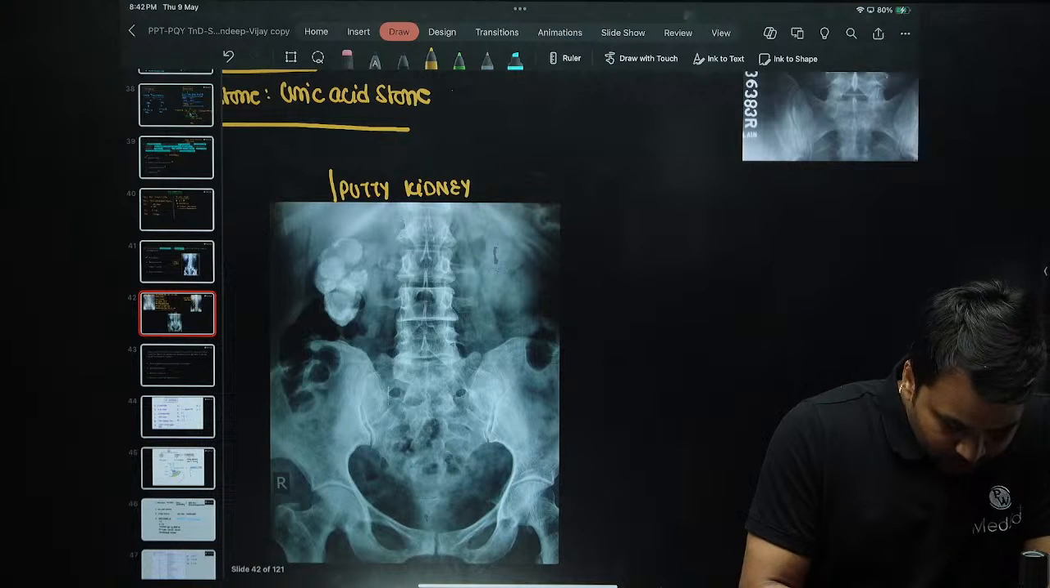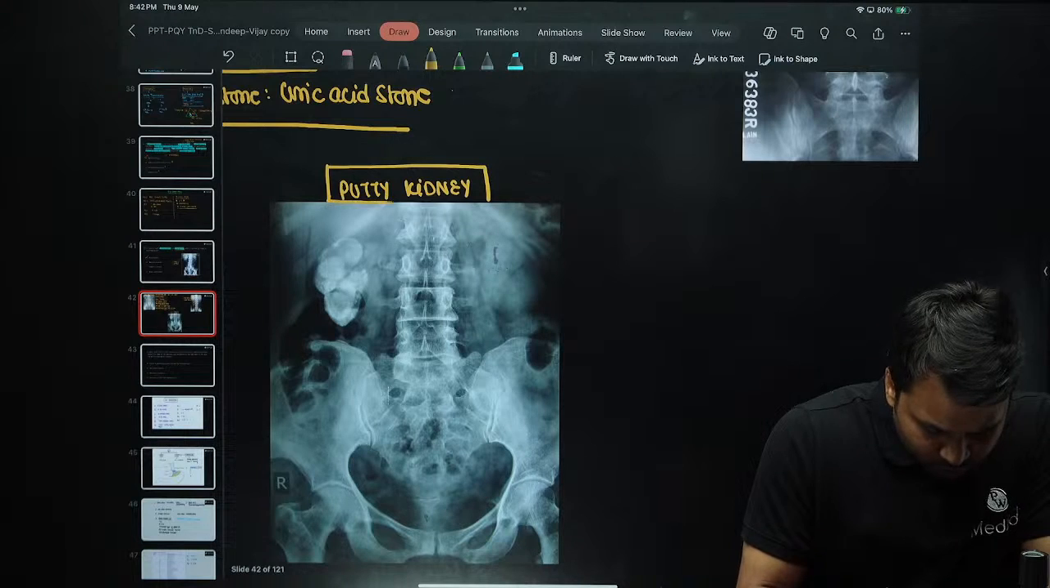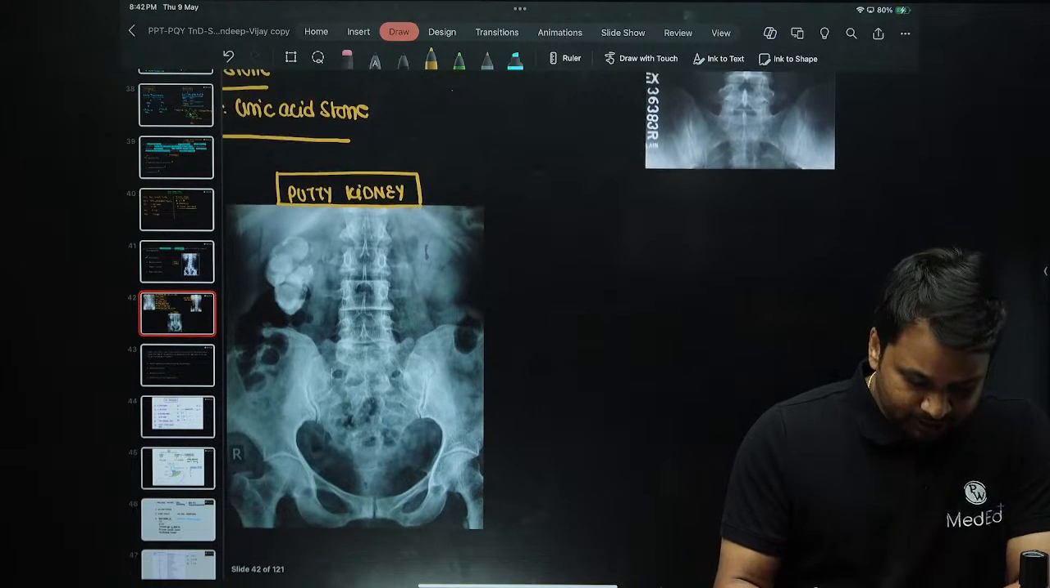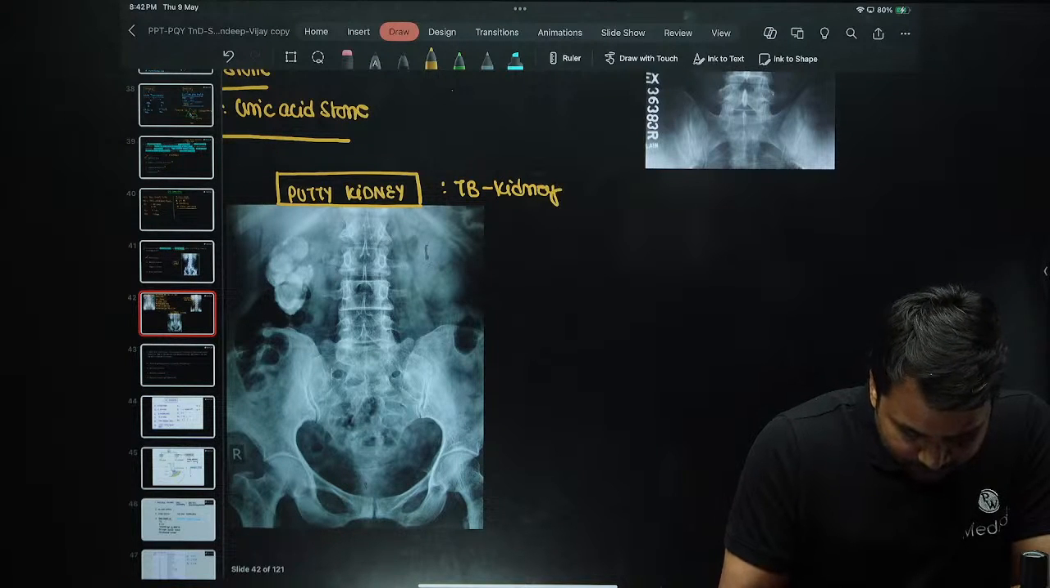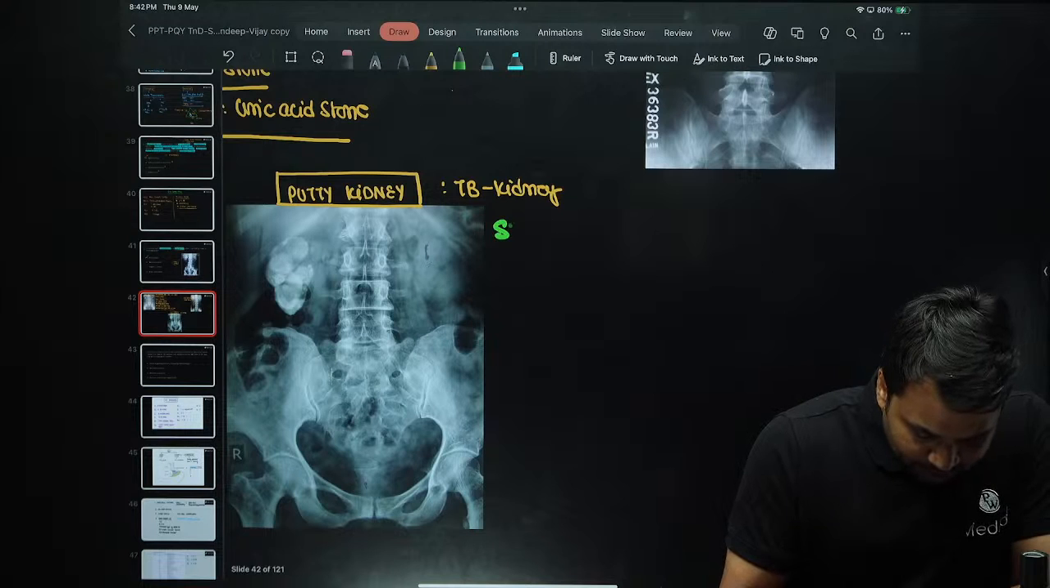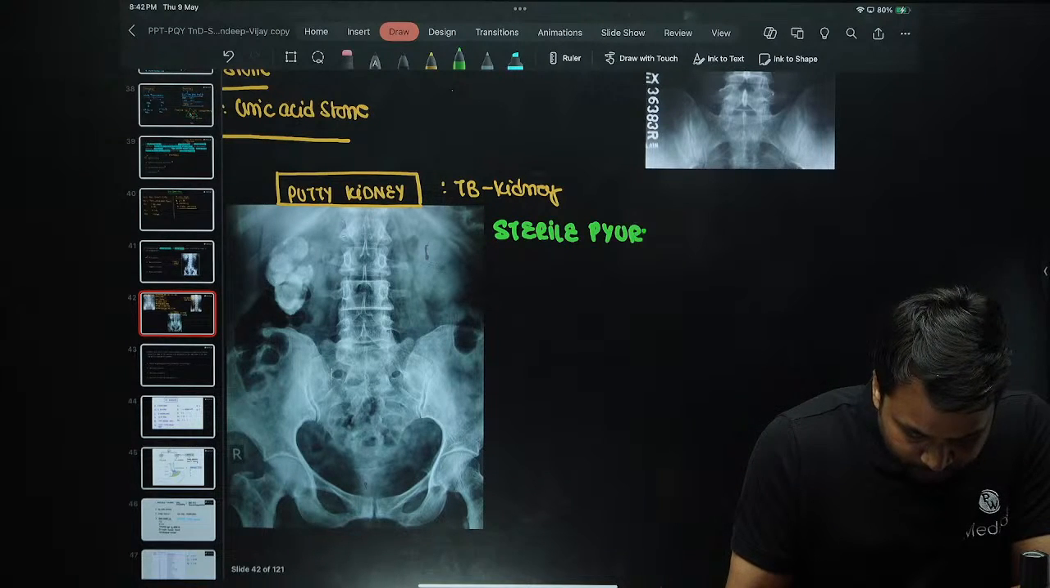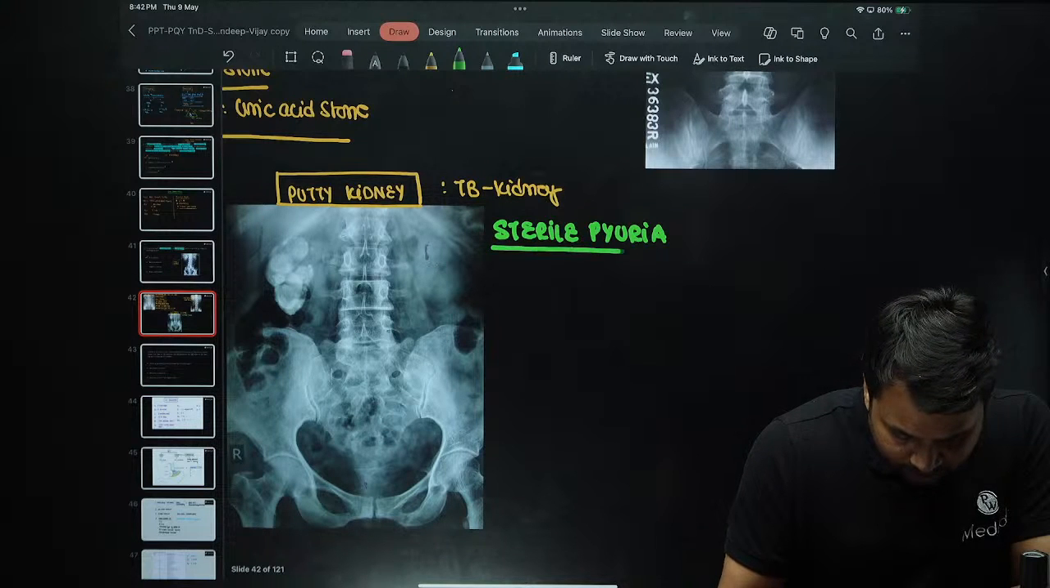It's a ball of cotton, like a cotton wool ball, they call it putty kidney. Now, putty kidney is because of TB, so it is also called TB kidney. Now, as we have come across a word called sterile pyuria, what is sterile pyuria?